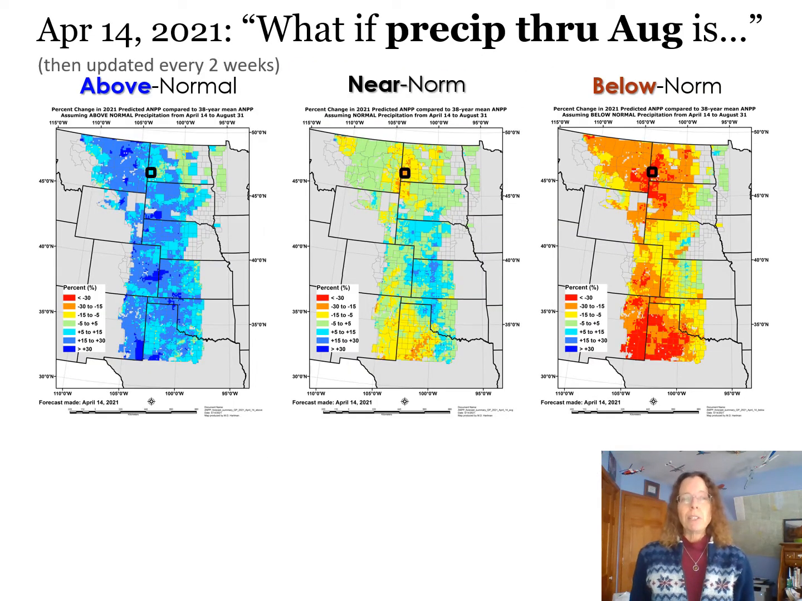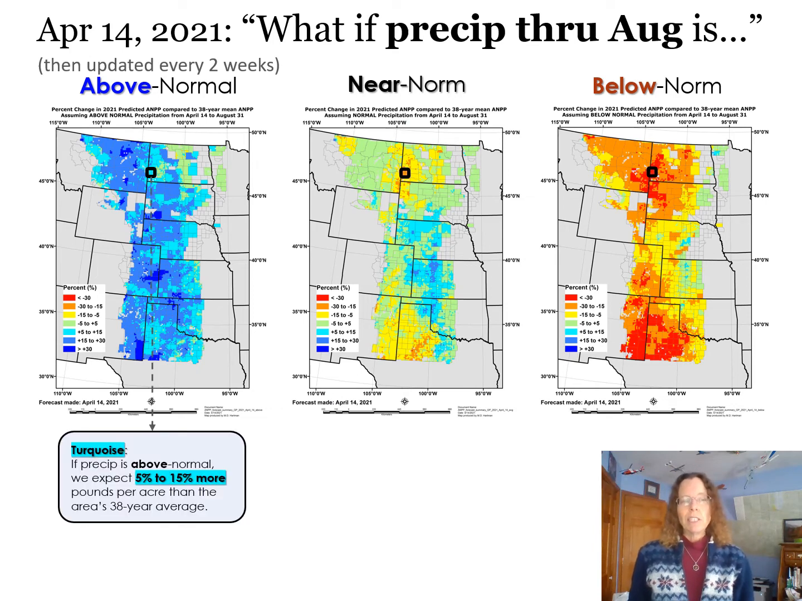We're going to go to Billings County, North Dakota. On the left-hand side is the above normal precipitation scenario, in the middle near normal, on the right-hand side below normal precipitation. We can see on the left-hand side inside that box, it's a turquoise color. And if we look at the legend, it tells us if precipitation is above normal, we expect a 5 to 15% more pounds per acre than the area's 38-year average.